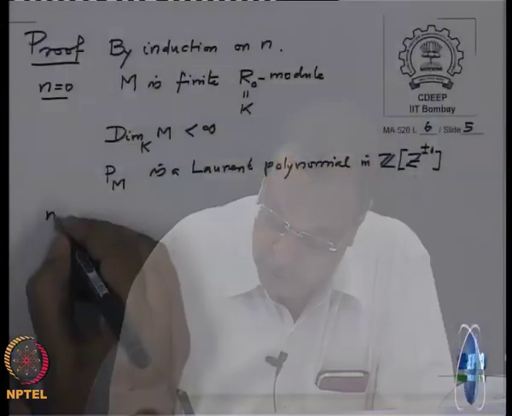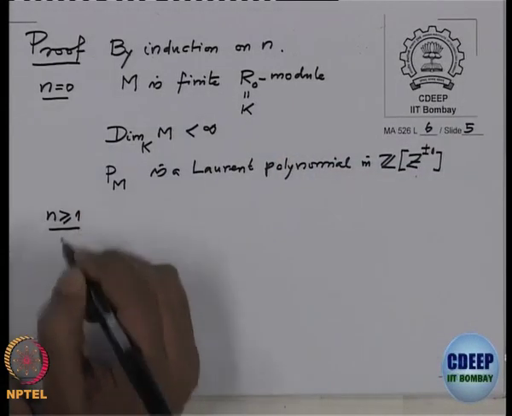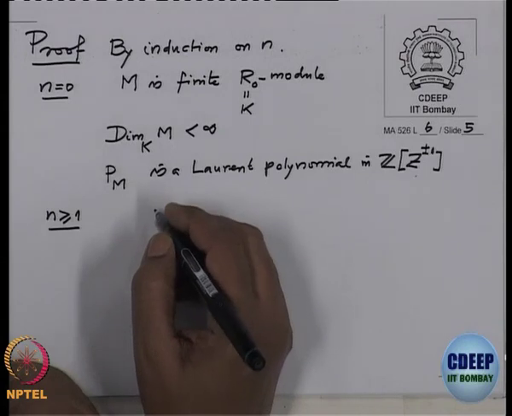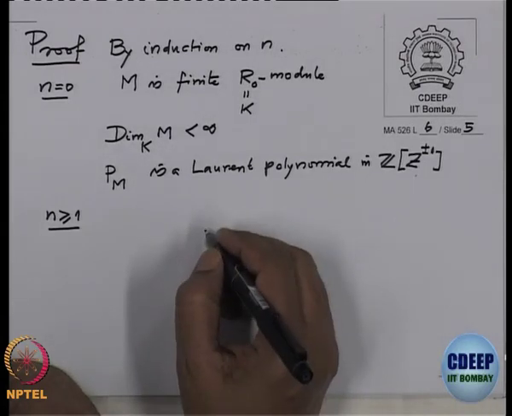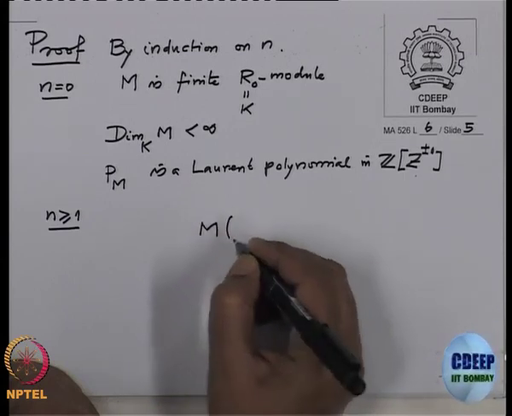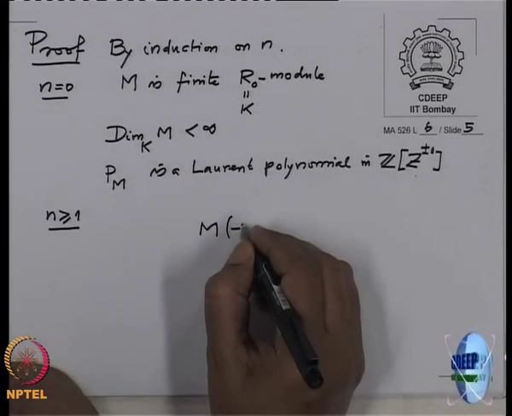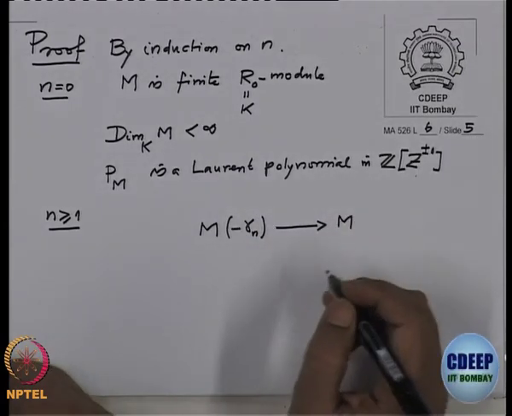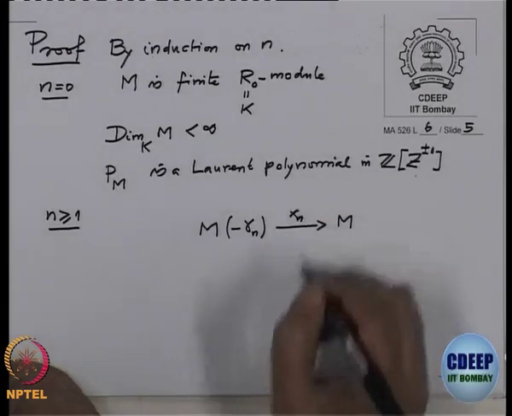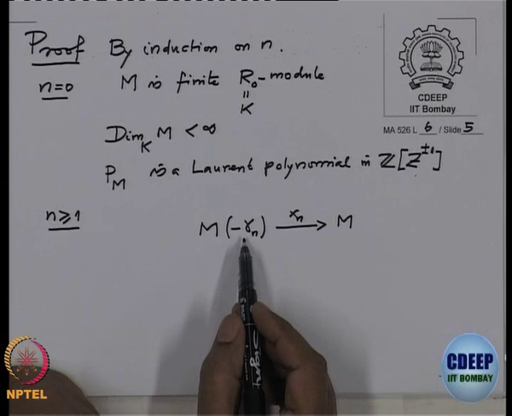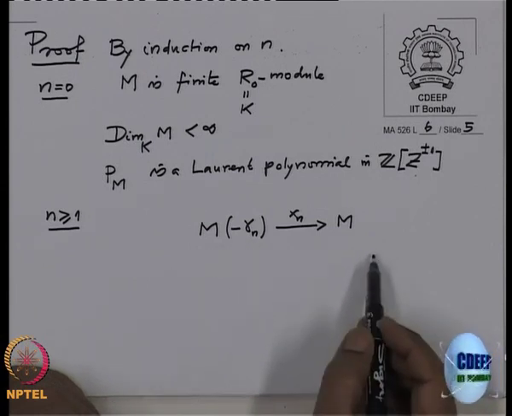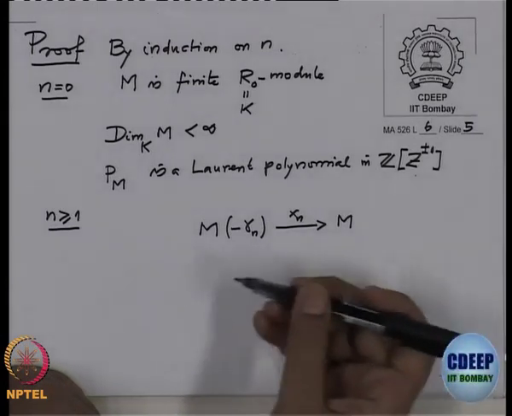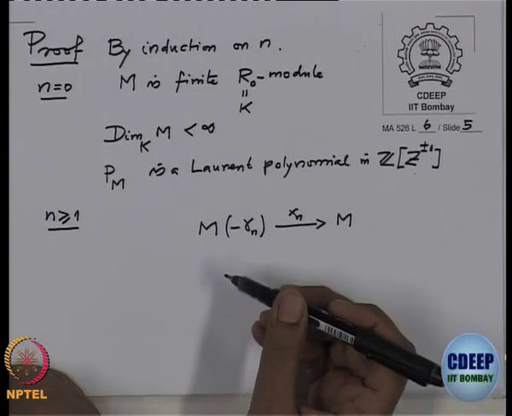So now assume n is bigger or equal to 1. Okay, and now look at this xn. Xn is of degree gamma n. So if I shift M by gamma n to the negative side, and take a multiplication map by xn. And why did I shift it? I shifted it because I wanted this to be homogeneous of degree 0. This should be a graded homomorphism. That is the reason I shifted this by the degree of xn.